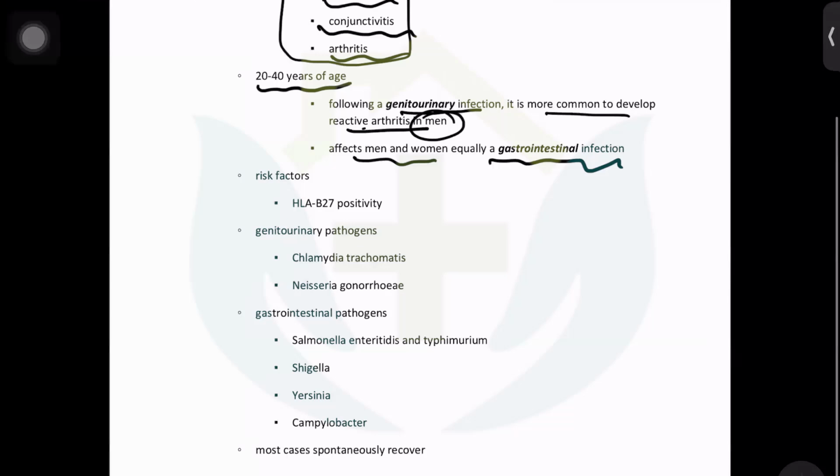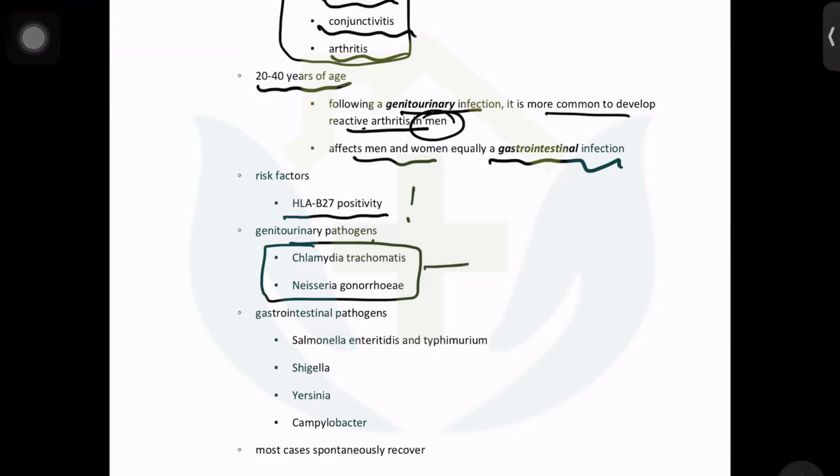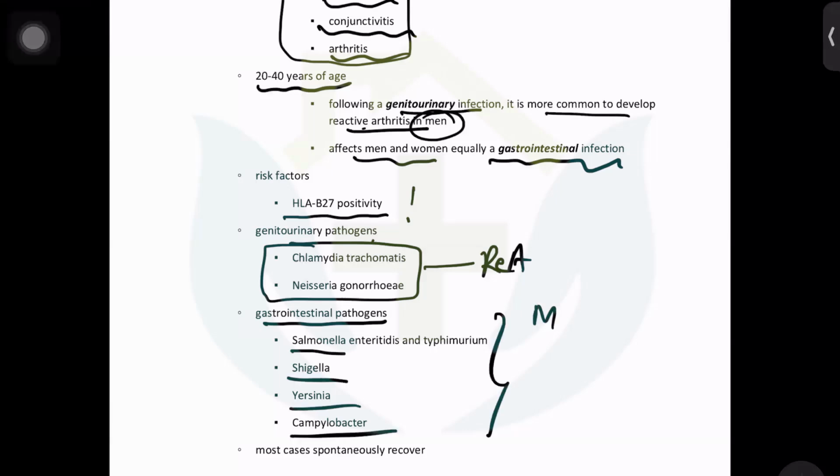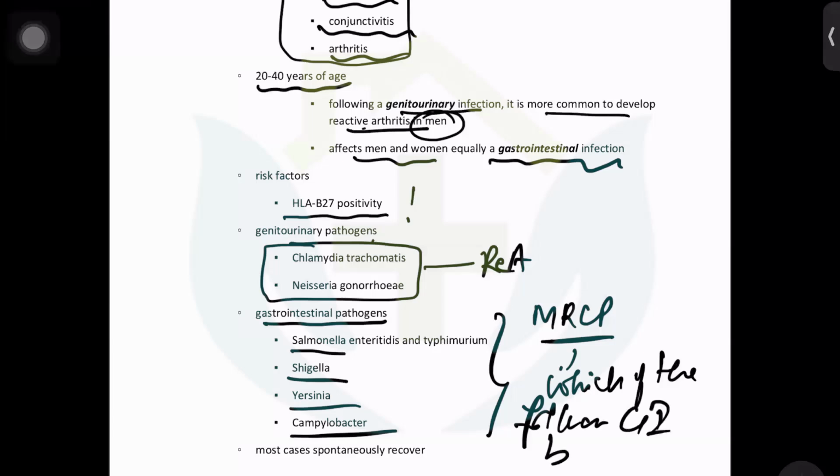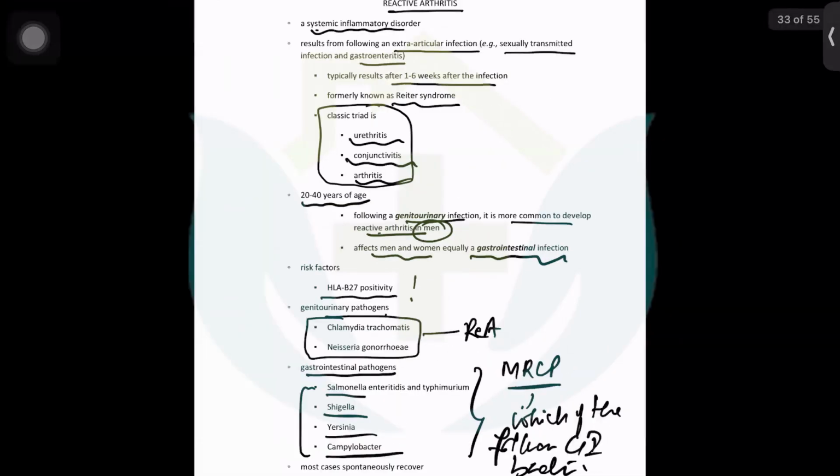Risk factors: HLA-B27 positive; genitourinary pathogens like chlamydia and Neisseria can lead to reactive arthritis; GI pathogens like Salmonella, Shigella, Yersinia, Campylobacter. MRCP people are so notorious. Once they asked which of the following GI bacteria do not cause reactive arthritis, and the answer was E. coli. Anyhow, that is how they do it. So these answers were all there. Most cases will recover spontaneously.